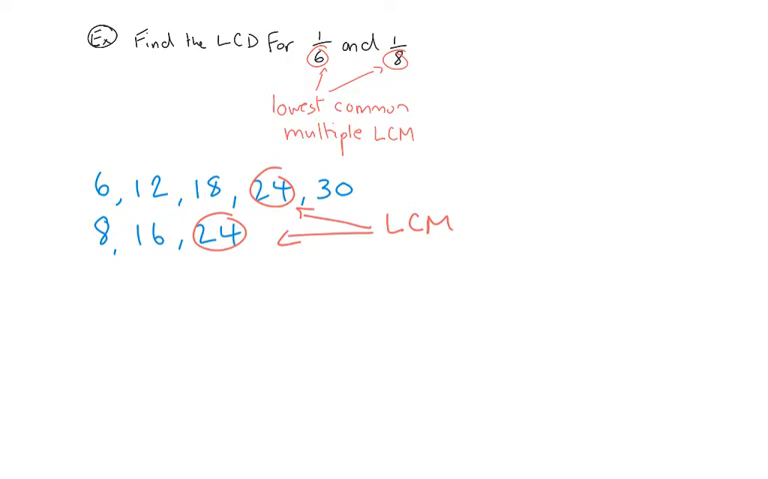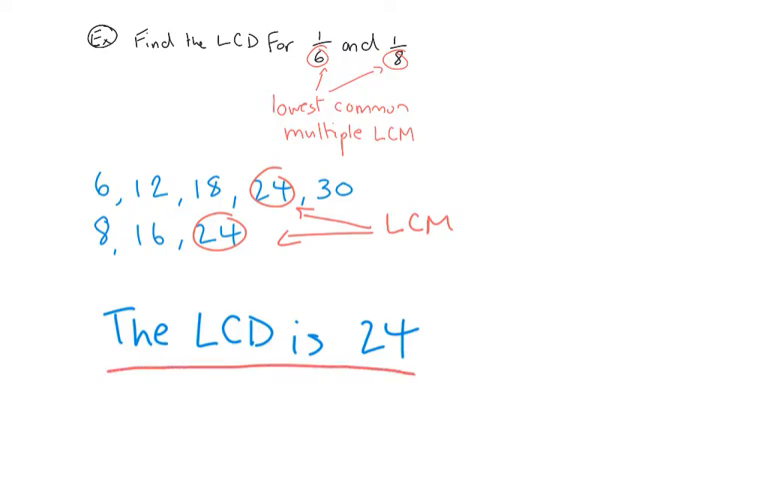And after every question, you should always write a concluding sentence. So I'm going to write the LCD is 24. And if you want, you can underline it, you can put a box around it, you can highlight it. Anything to make your concluding statement more visible would be great.